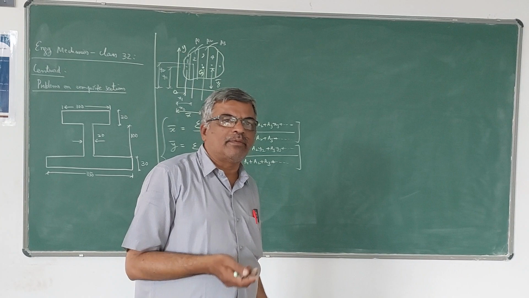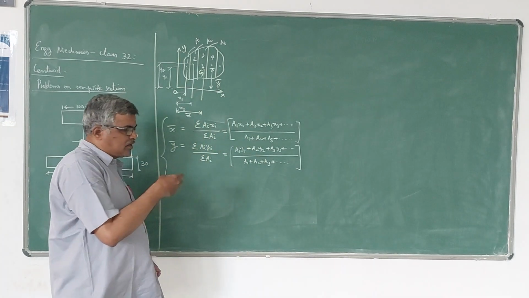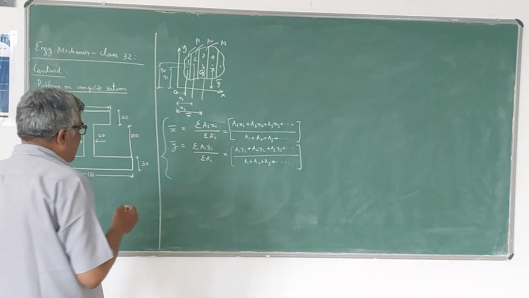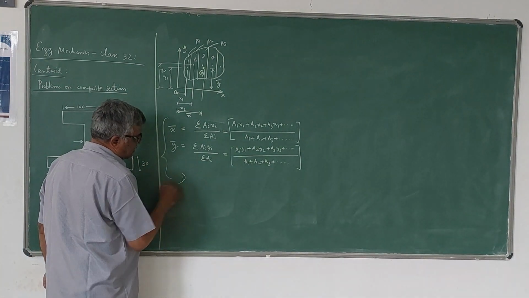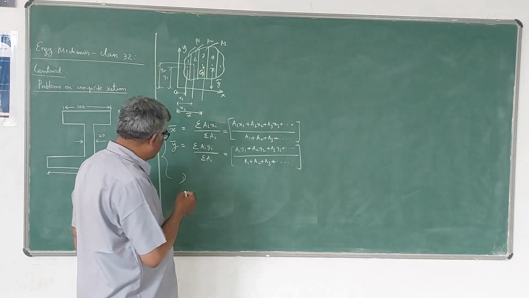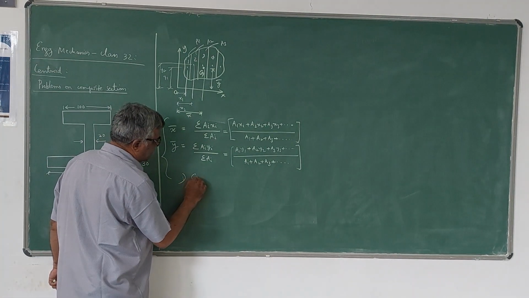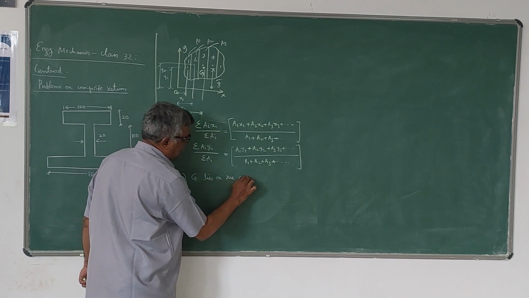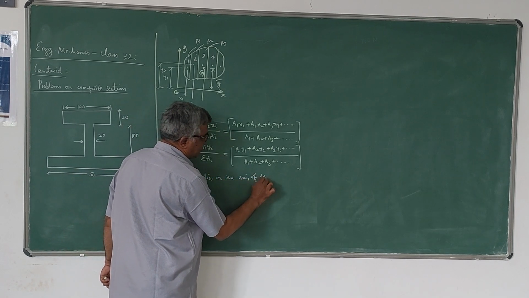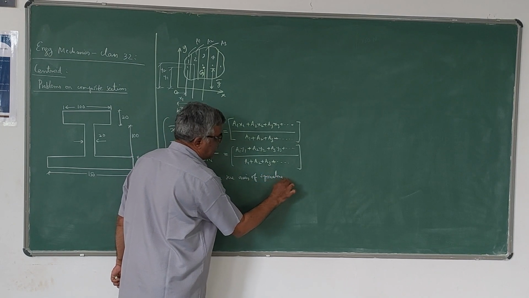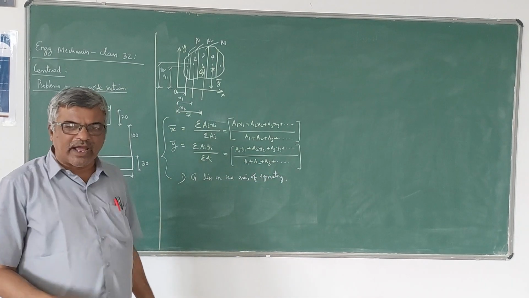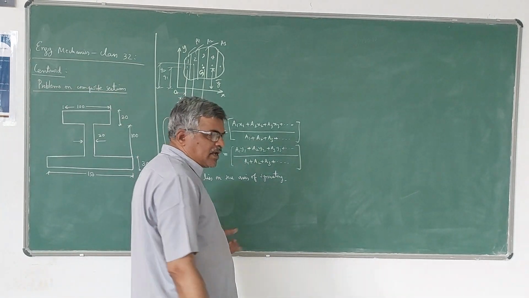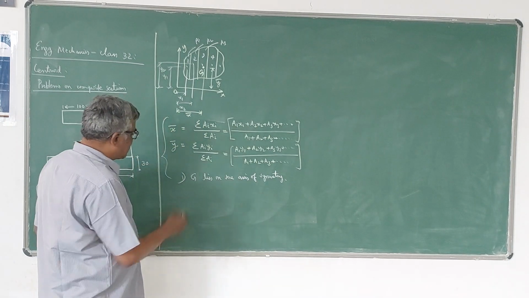Sometimes they may give symmetrical figures, composite sections symmetrical about one of the axes. In that case, there are certain rules we have to follow. The first one is that the centroid D always lies on the axis of symmetry. Suppose the given figure is symmetrical about the y-axis, then the centroid lies on the y-axis. If it is symmetrical about the x-axis, its centroid lies on the x-axis. So that is one point.